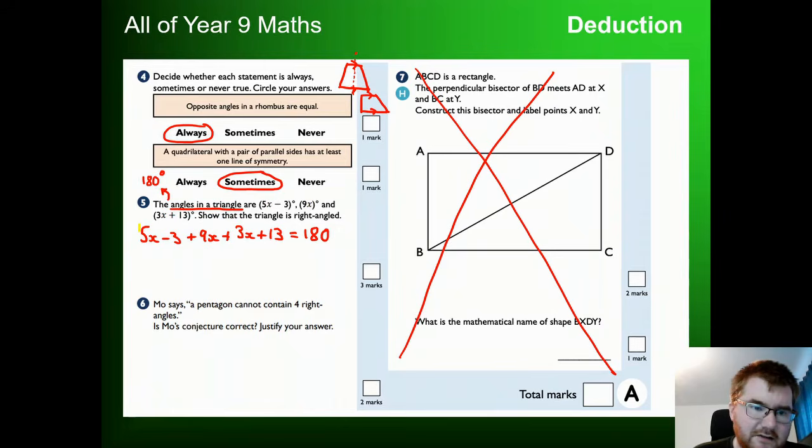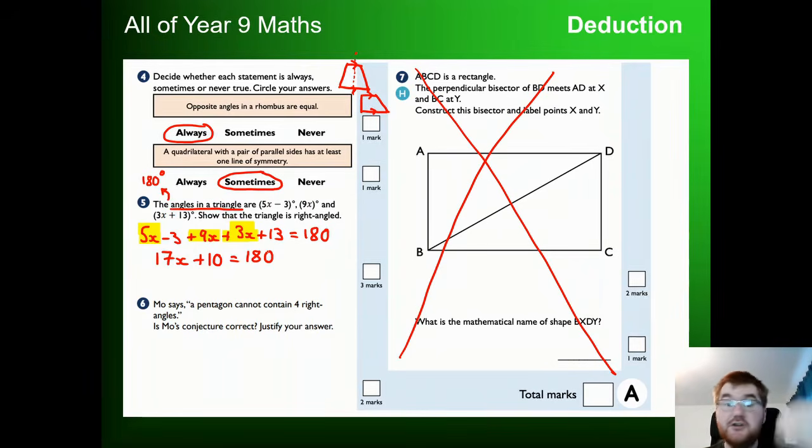Let's get the highlighter out. So collect up the x's first of all. So I'm just highlighting what we're collecting. So 5x plus 9x plus 3x, that is going to be equal to 17x. Minus 3 plus 13 is equal to plus 10, equals 180. And now we do our usual equation solving here. So what's the opposite of adding 10? Minusing 10. See how important equation solving is across the Year 9 scheme of learning.